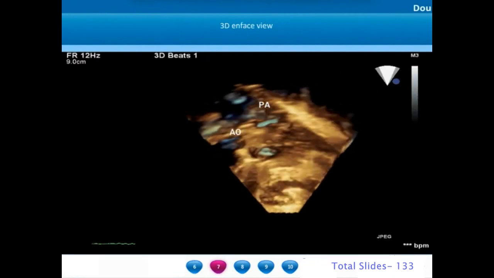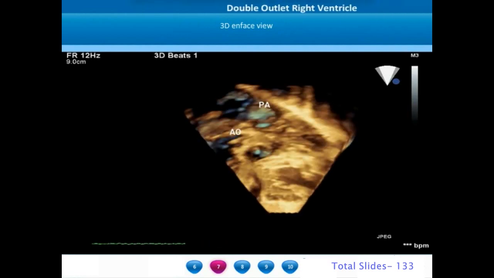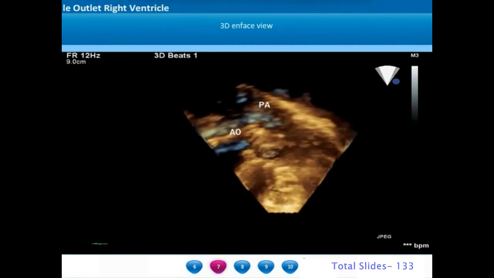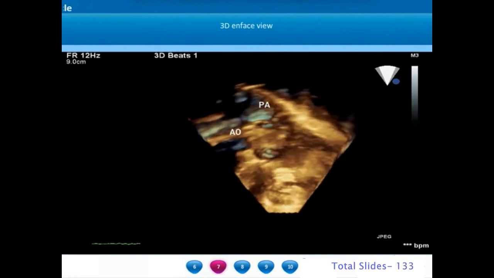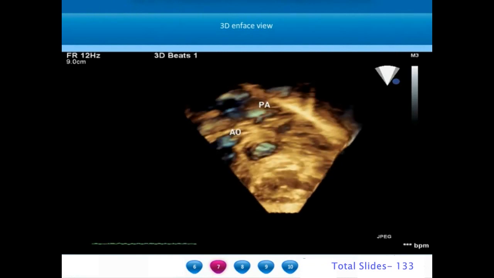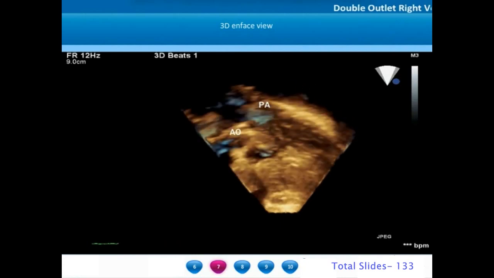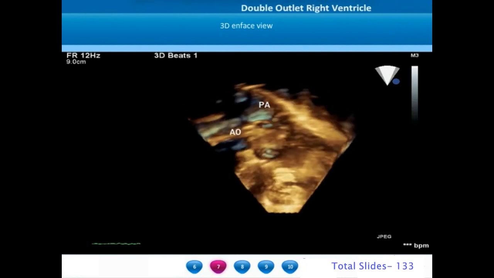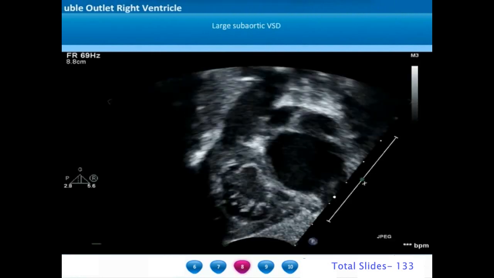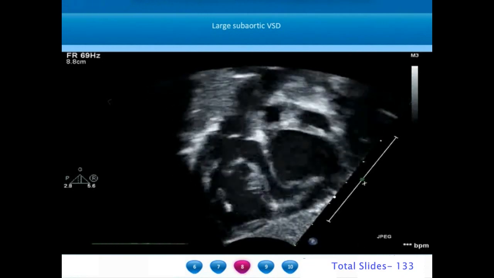3D echocardiogram will help in understanding of these conotruncal defects far better. In this 3D en face view, we are visualizing the right ventricular surface of the interventricular septum. We can notice the aorta and pulmonary artery arising from the right ventricle. We can appreciate a large ventricular septal defect noted immediately below the aortic annulus. Let us analyze this subaortic VSD more carefully.